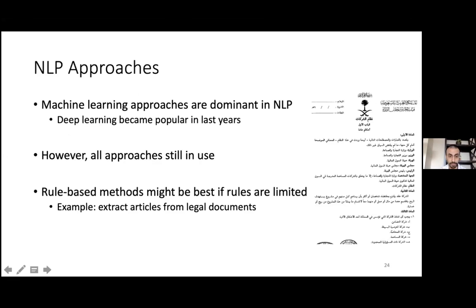As I said, machine learning approaches are dominant in NLP nowadays, and in the last couple of years, deep learning became very popular. However, all approaches are still in use, depending on your application. Sometimes rule-based methods can be best. For example, if you have a legal document and you want to extract articles, the easiest way is just to use some regular expressions and write some rules in order to extract the articles, without the need to create some complex machine learning model.